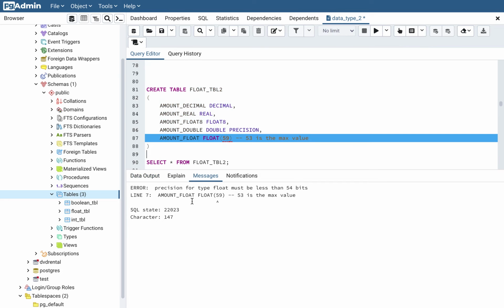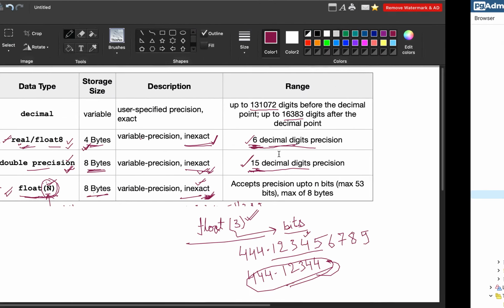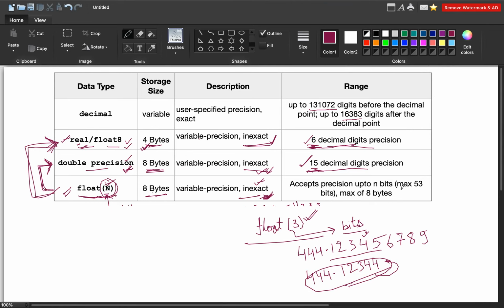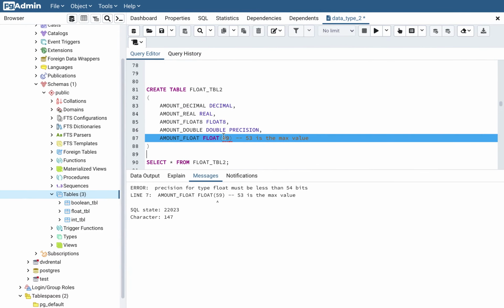It says for the amount float column, that is float 59, 53 is the max value. 53 is the max value. That is the meaning of 53 bits. That means whenever you are creating a column with data type float n, the maximum n value can be only up to 53. Let me try with 54 also once. Let's see if that works.